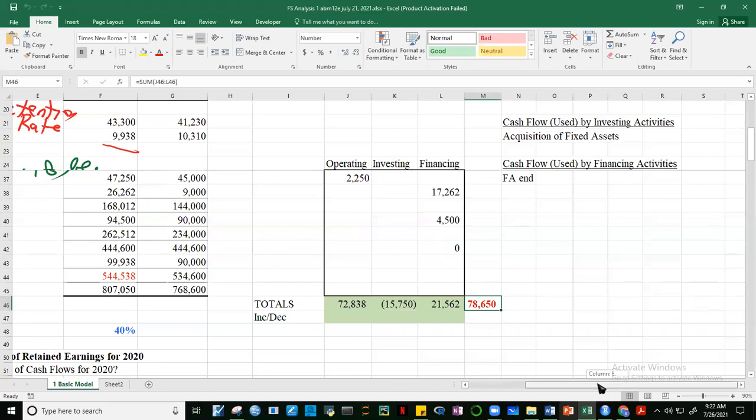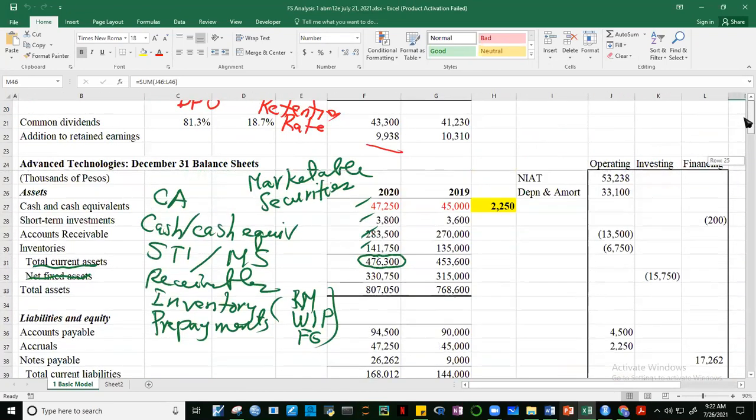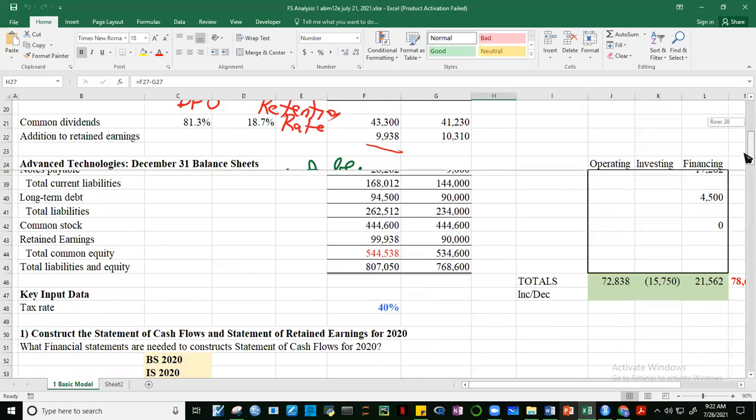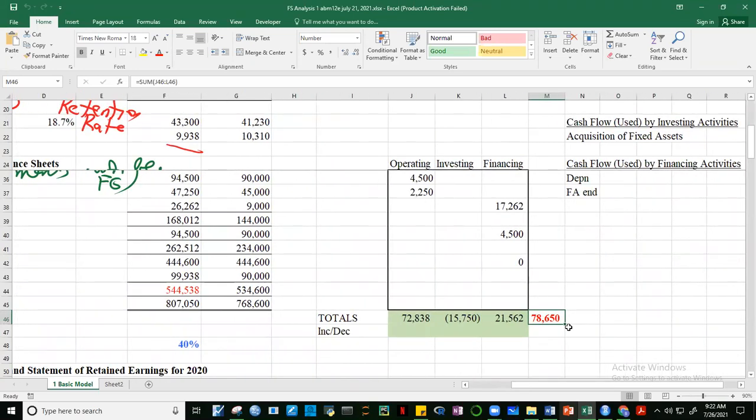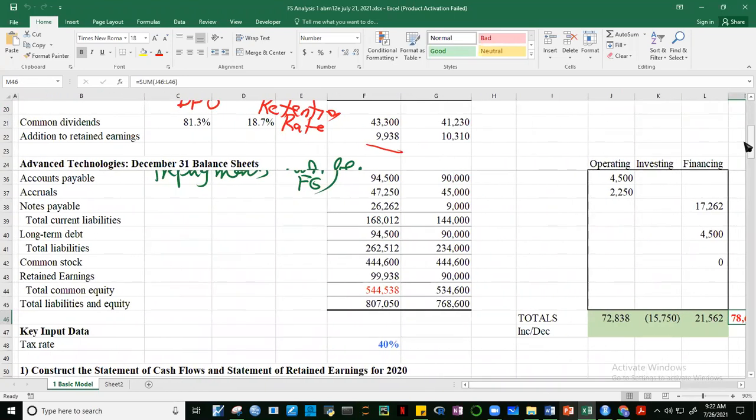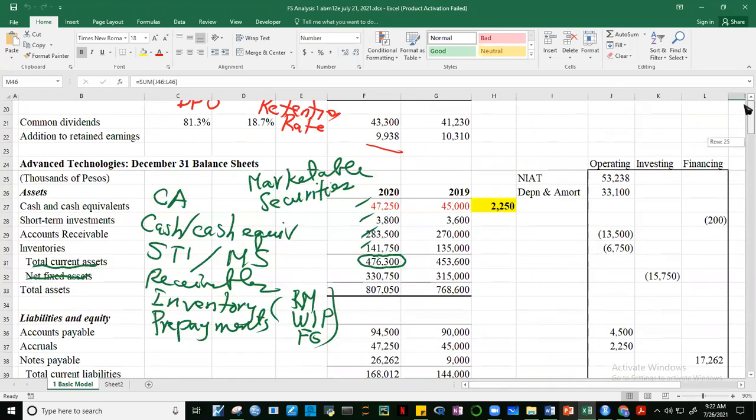Okay, so let's have a review, guys, of what we have discussed so far. This is what we wanted to investigate, the difference between cash in the previous year, in the beginning of the year, and the end of the year. So cash increased by 2250. We said that this should appear here in the net. It should be the same here, 2250. But since we came up with 78,650, then that means that we need to resolve something and check.